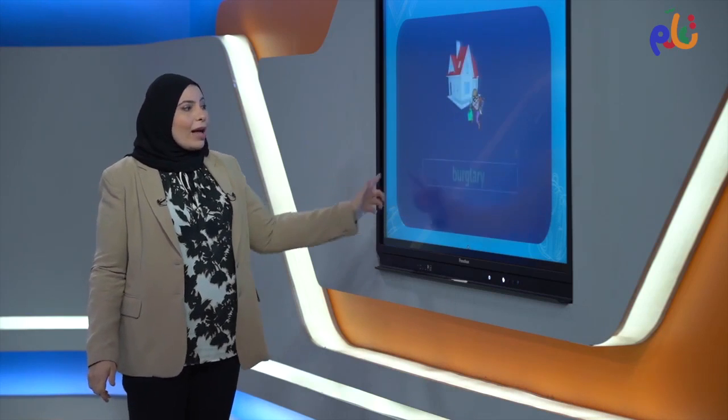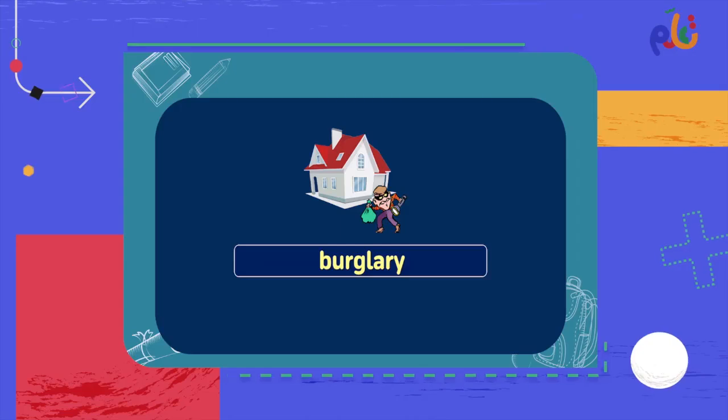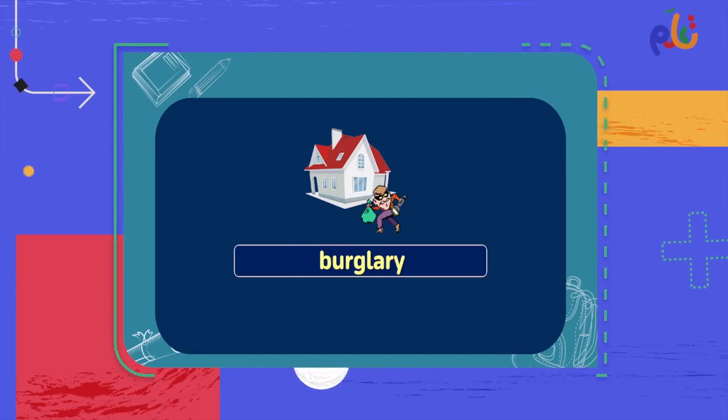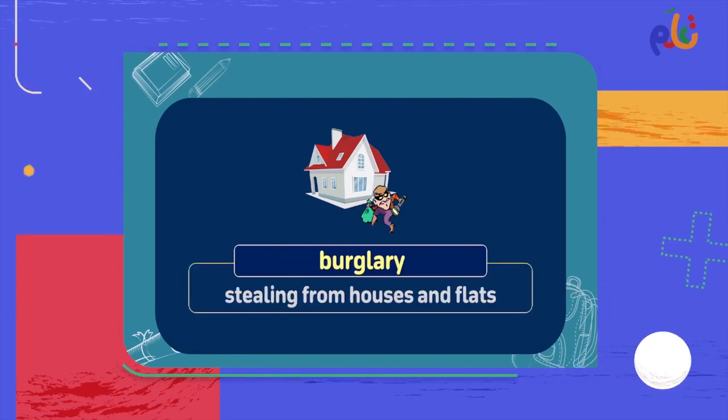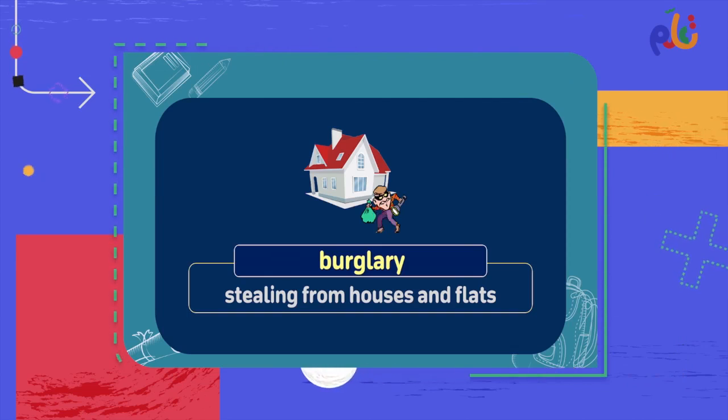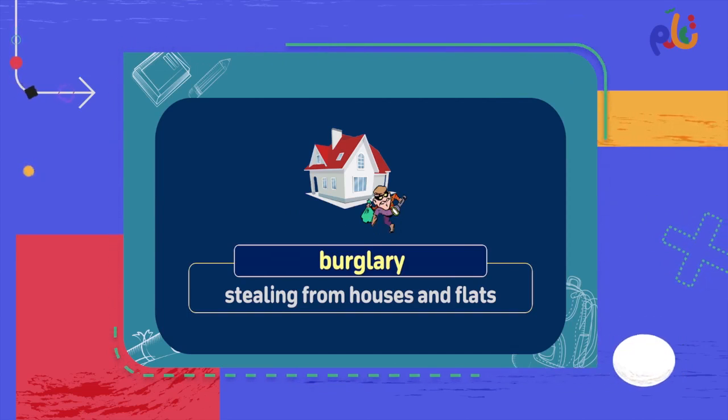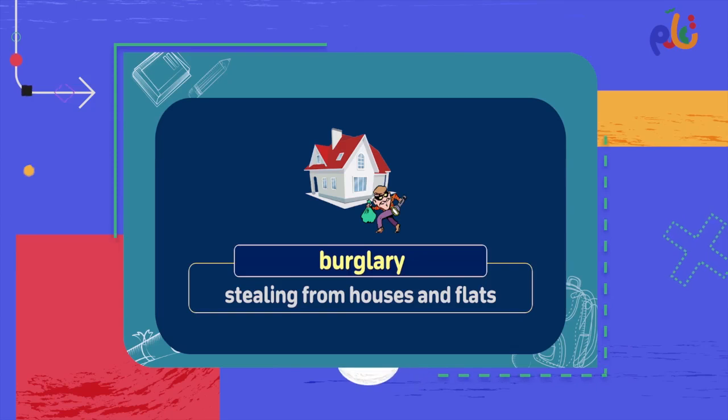The next crime that we have is called burglary. Burglary is basically stealing from houses or flats. If you remember the movie Home Alone, we had the two criminals. The crime they did, they attacked the house. It's called burglary.